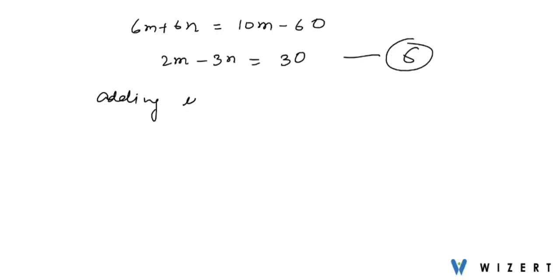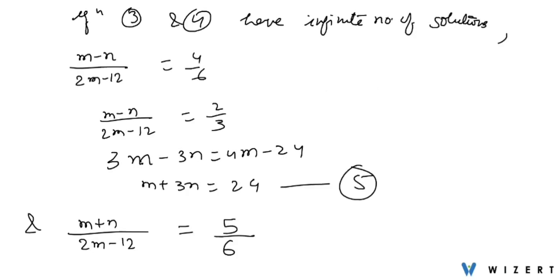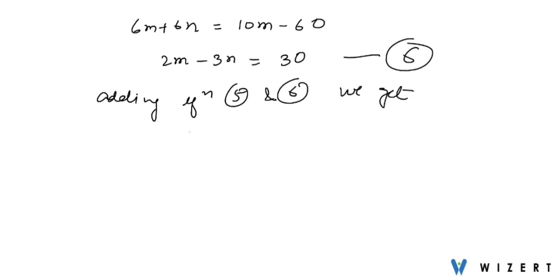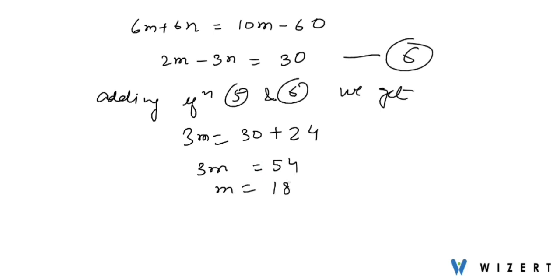So after adding equation 5 and 6, what we'll get is, we can see 3n plus 3n and minus 3n gets cancelled, and 2m plus m is 3m. So 3m is 30 plus constant term is 24. So from here 3m is 54 and m is 18.